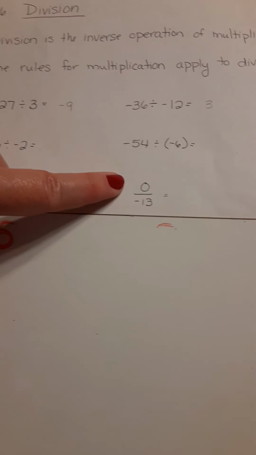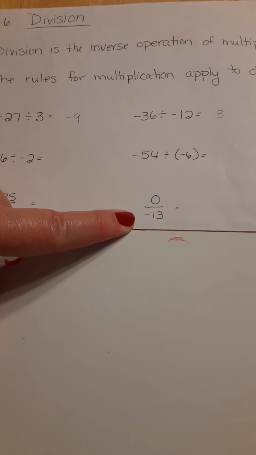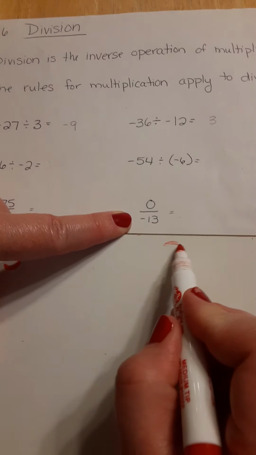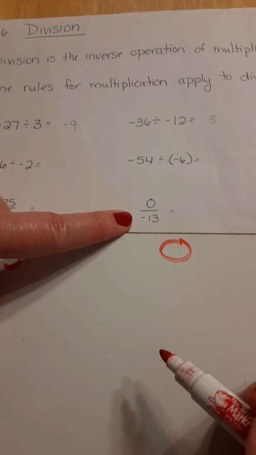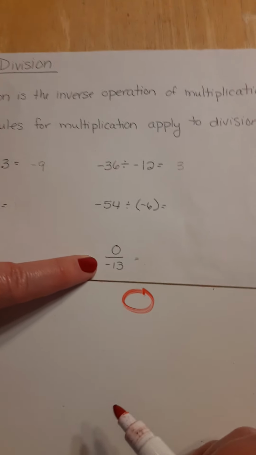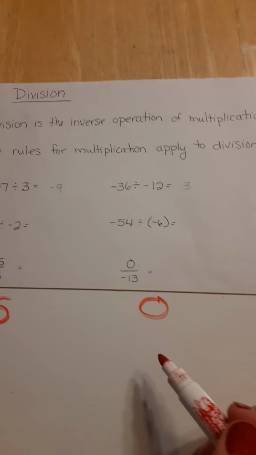Now here we have 0 divided by 13. And 0 divided by another number is always going to be 0. And remember, 0 is neither positive nor negative, so it really doesn't matter that I have one negative. My answer is 0.